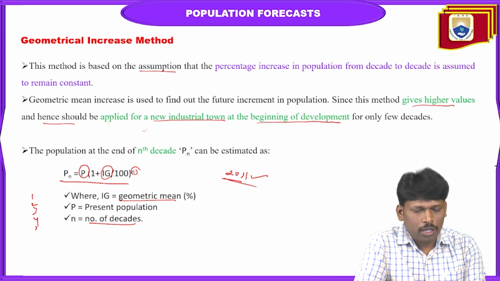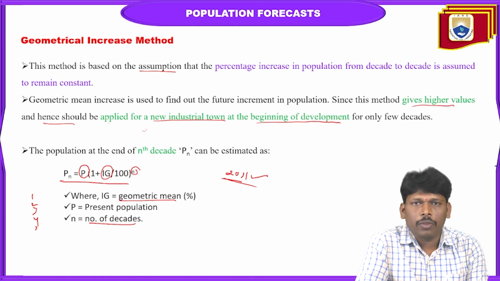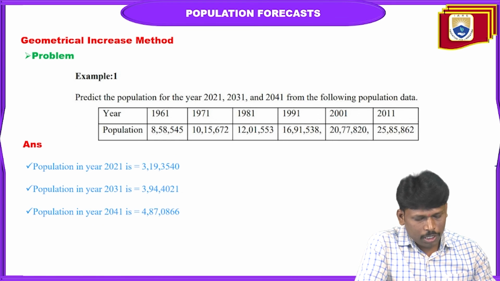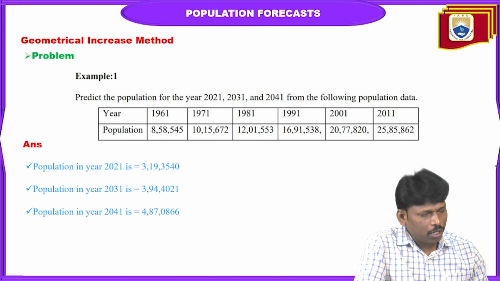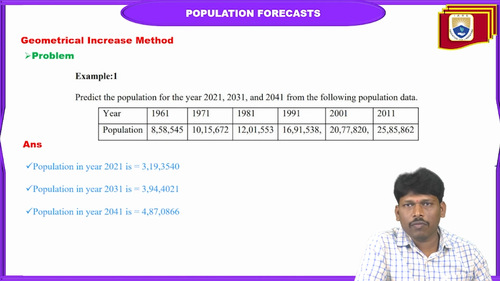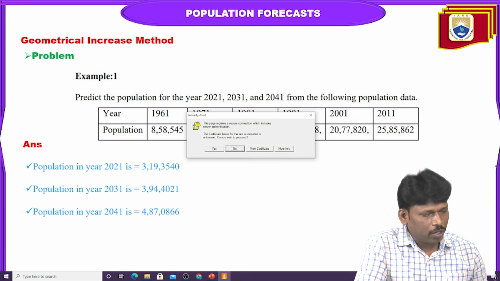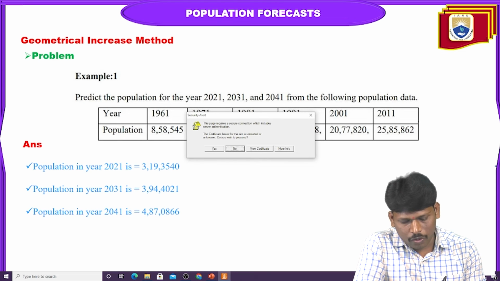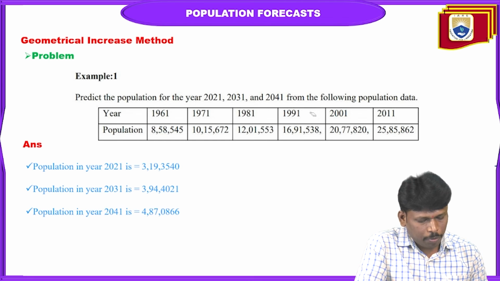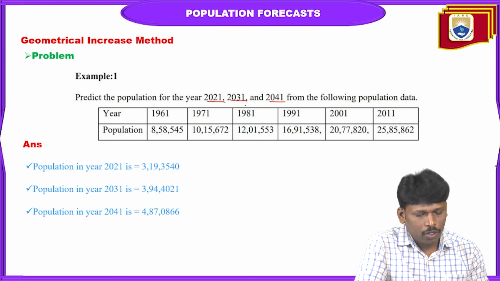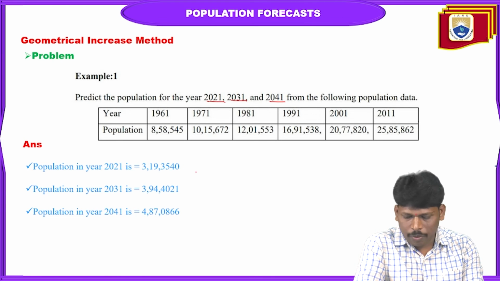Again we'll apply the same method to the previous problem. Here also it is the same problem we considered, with data till 2011. Using the geometrical increase method, we are going to calculate the expected population in 2041, 2031, and 2021. This is the actual previous data.